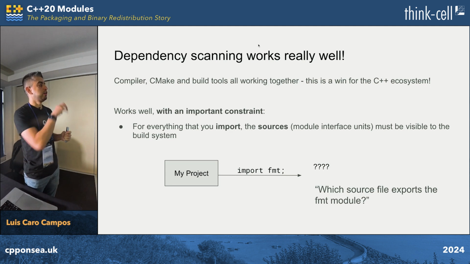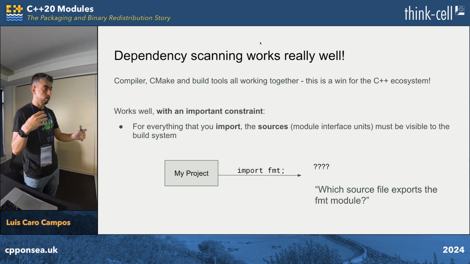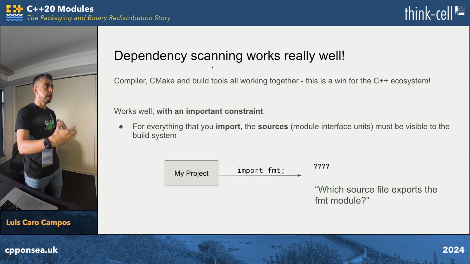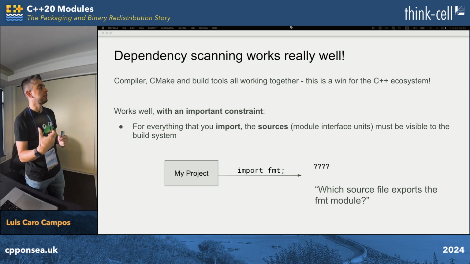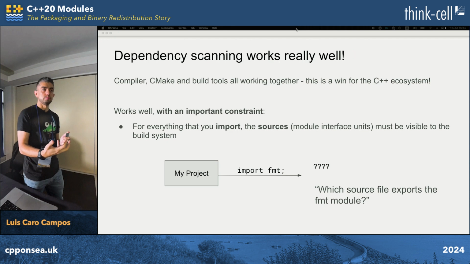But when you actually look at this and compare to consuming libraries that provide include files and the binary library file, there's an important constraint here: for everything you import, the source that has the module interface unit needs to be visible to your build system, right?